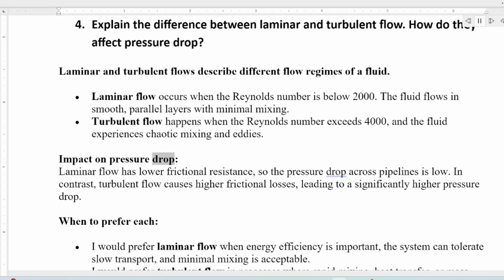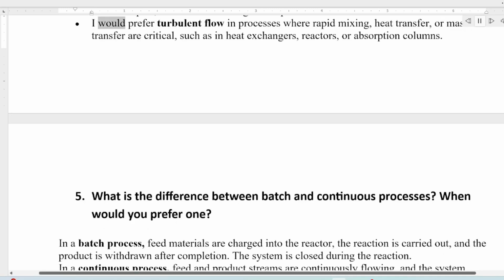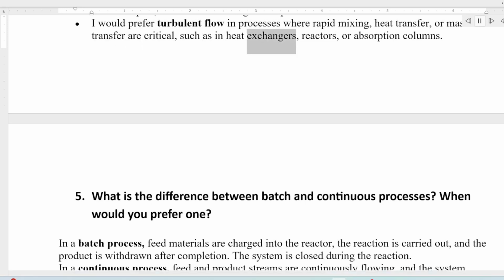Impact on pressure drop. Laminar flow has lower frictional resistance, so the pressure drop across pipelines is low. In contrast, turbulent flow causes higher frictional losses, leading to a significantly higher pressure drop. When to prefer each? I would prefer laminar flow when energy efficiency is important, the system can tolerate slow transport, and minimal mixing is acceptable. I would prefer turbulent flow in processes where rapid mixing, heat transfer, or mass transfer are critical, such as in heat exchangers, reactors, or absorption columns.